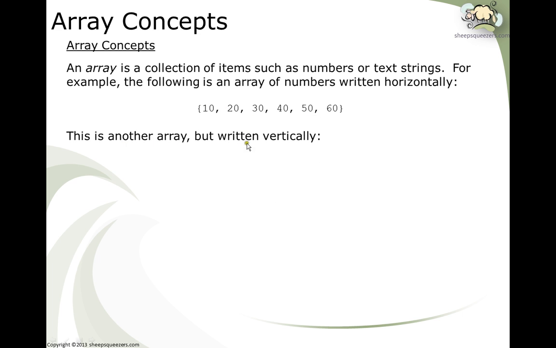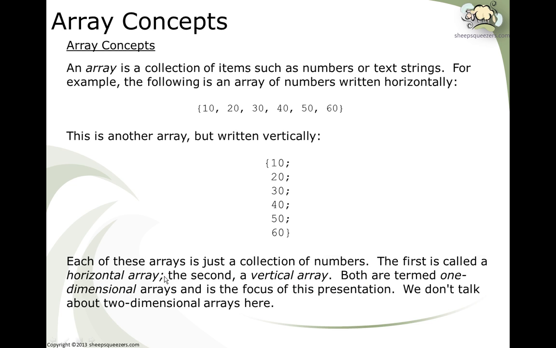There's another array, but it's written vertically. So this is a horizontal array. This is a vertical array. Although I'm actually writing it down to make it look vertical, I'm using semicolons instead of commas, just to be curmudgeonly, in order to indicate that this array is actually a vertical or up and down array.